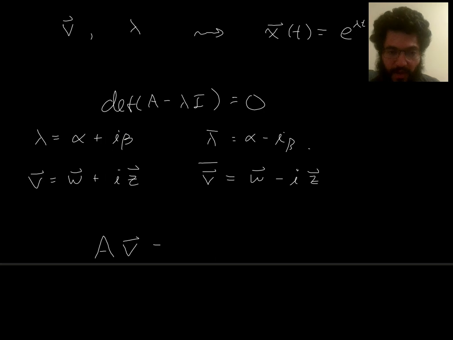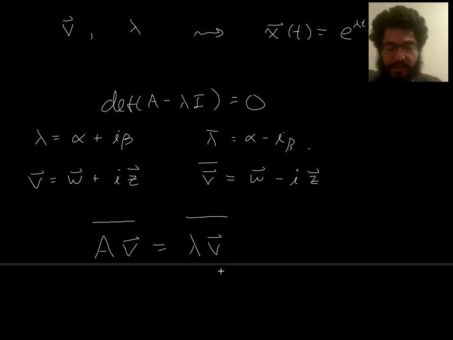So let's say you have this being true, AV equals lambda V. That's what it means to say lambda and V are an eigenvalue-eigenvector pair. So let's say we have this being true. Now conjugate both sides. Then this is still true, right? You can always do the same thing to both sides of an equation.